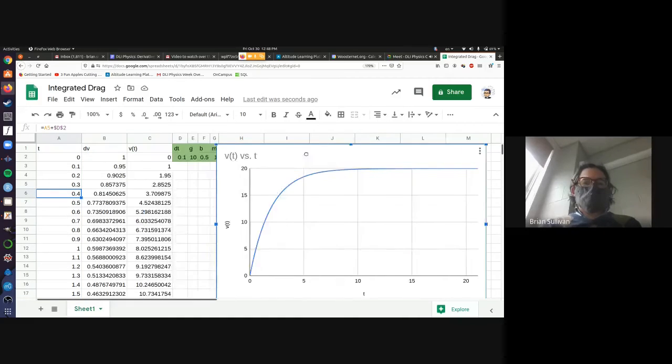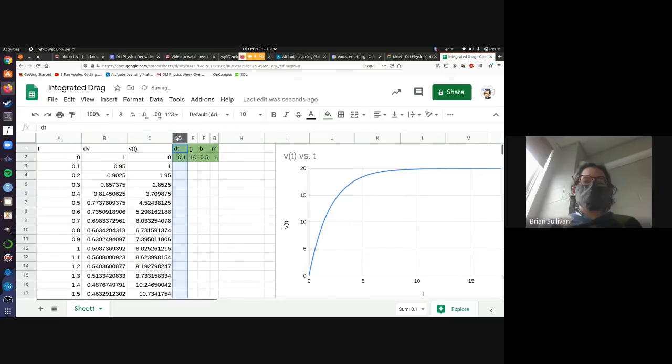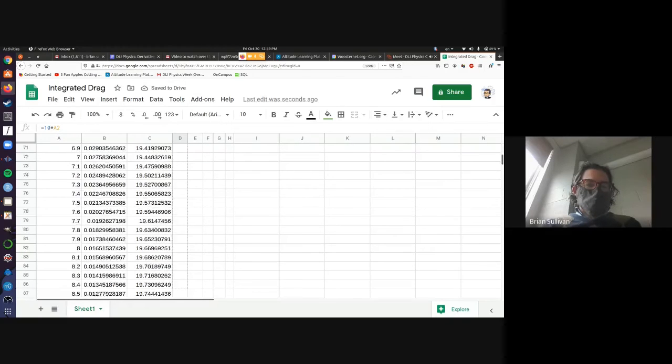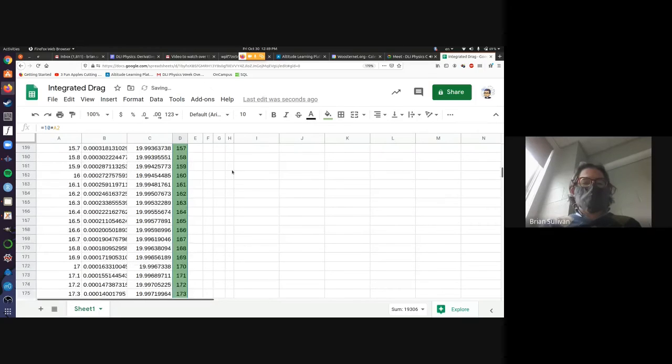Yeah. So another thing I could do would be insert one left here and do a simulation where there's no drag. I would just say equals g times dt, equals 10 times how much time has gone by. That should work. Get down there. That's probably enough.